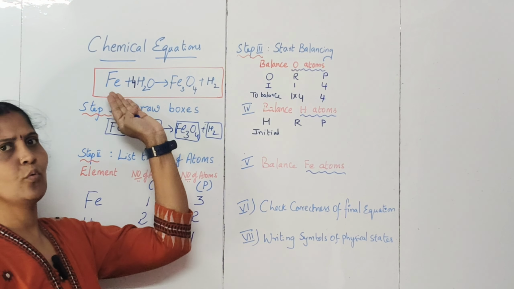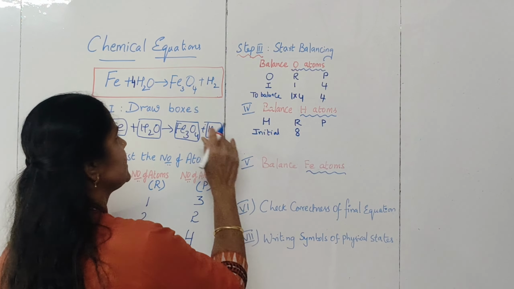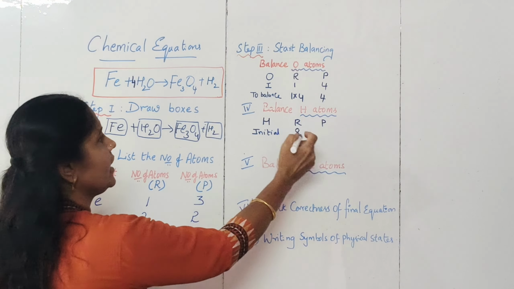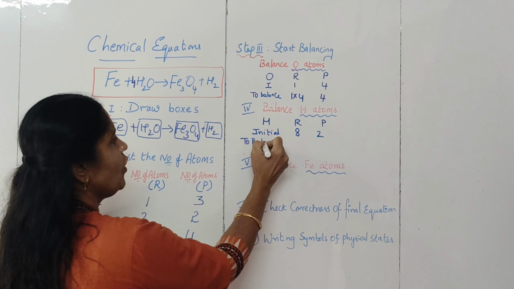So 4 into 2, as you can see. So it will be 8 on the reactant side. On the product side, how many are there? 2 are there. Now to balance. Next step is you will write to balance.